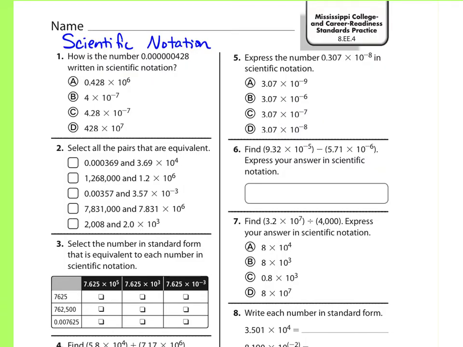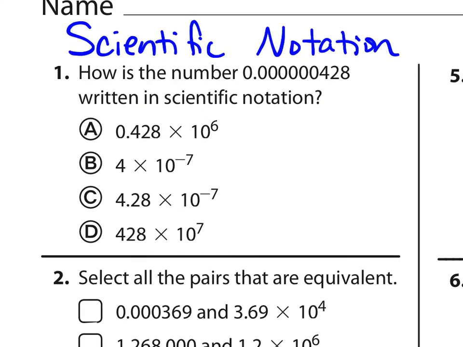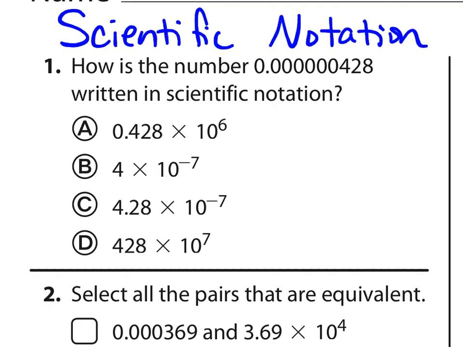Okay, so now we're to standard 8.EE.4, and remember that we previously said in this lesson that both of these standards deal with scientific notation. The first one really more so deals with estimating, and then this standard is actually calculating with scientific notation. We're going to be precise. So let's look at this first problem. How is this number written in scientific notation?